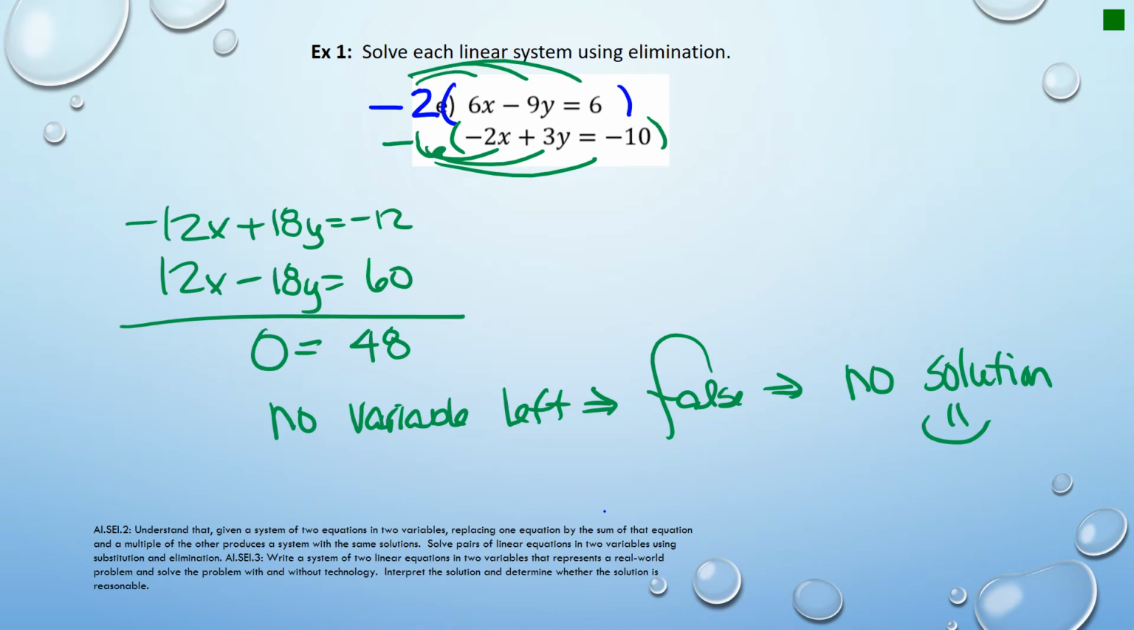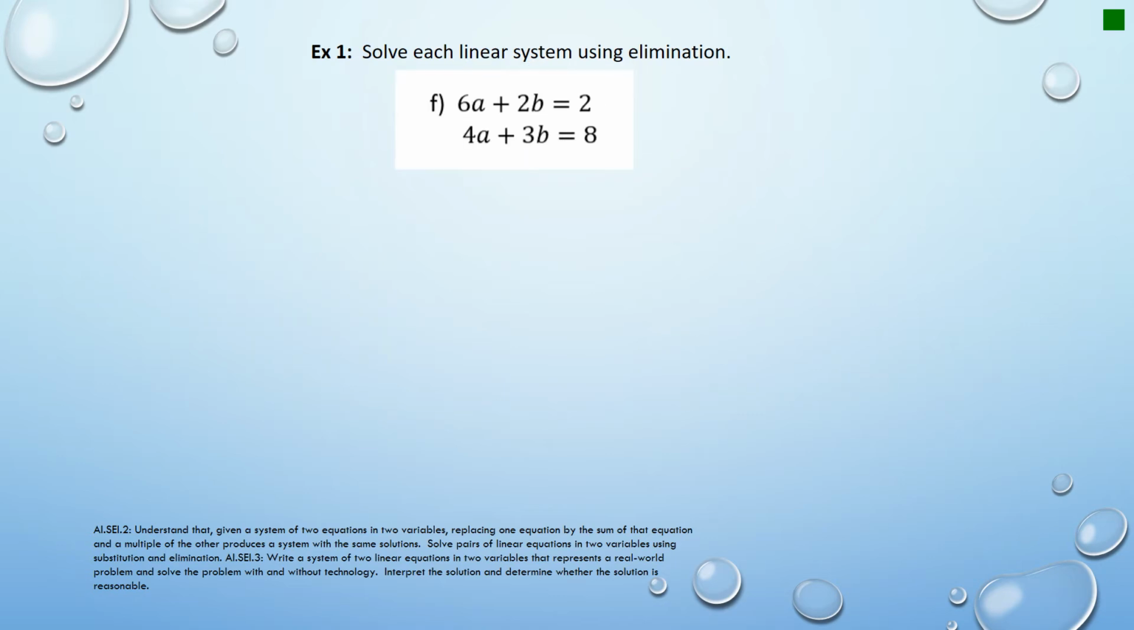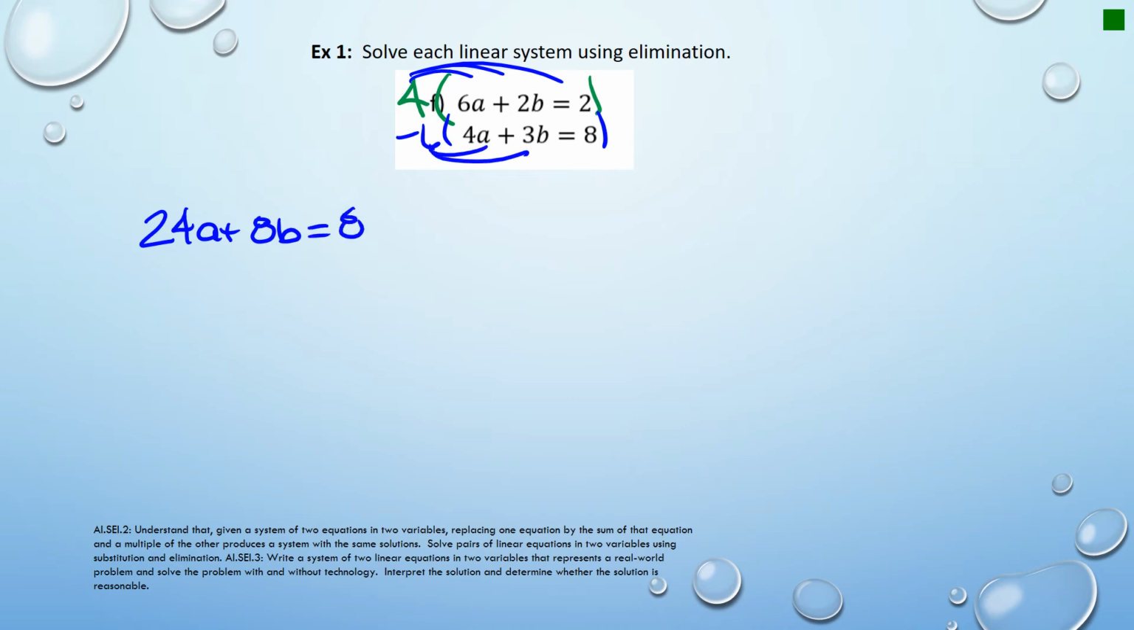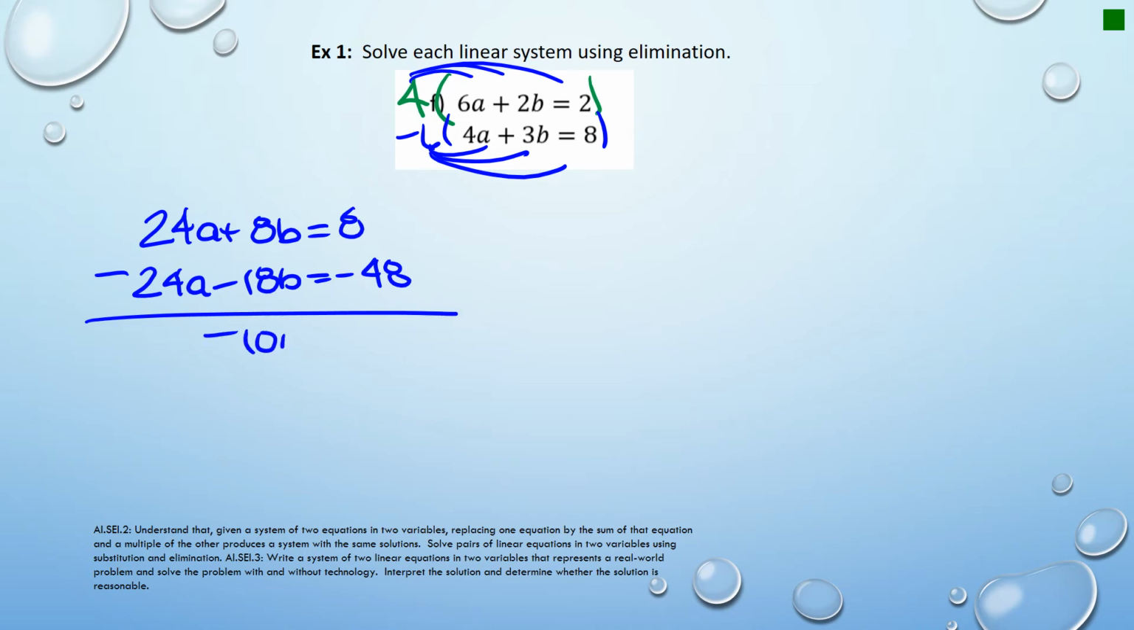Watch your negatives. All right, we are going to take this 4 and bring it up as 4. We are going to take this 6 and bring it down as its opposite, negative 6. Let me erase this so we can see. Distribute. 24a plus 8b equals 8. Distribute. Negative 24a minus 18b equals negative 48. So negative 10b equals negative 40.